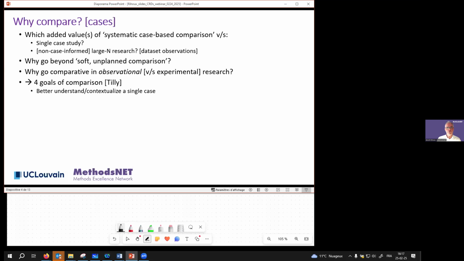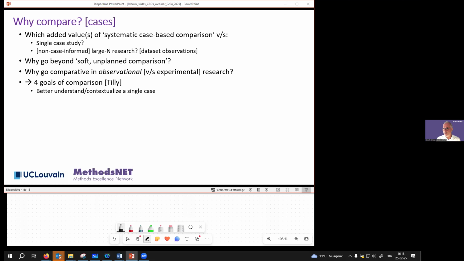Now, what are the goals of comparison? So why should you do a comparative project instead of a single case study or a large N research that does not comprise cases specifically, as I will define them a bit later today in my webinar. Charles Tilly has summarized quite neatly at least 4 added values of comparison.